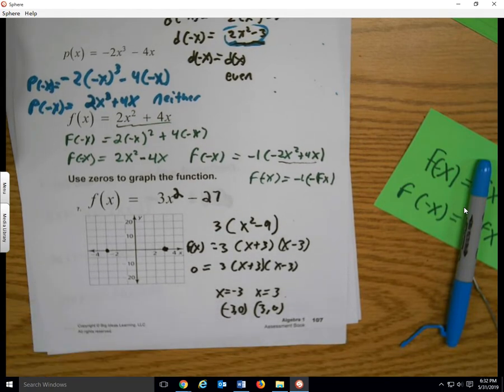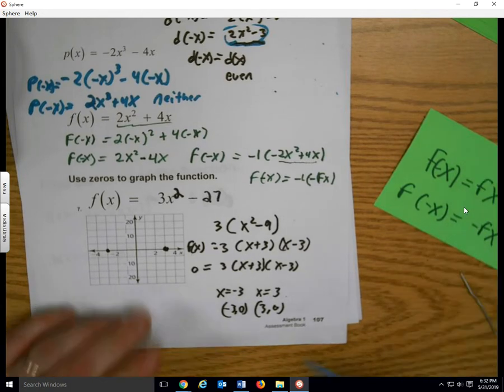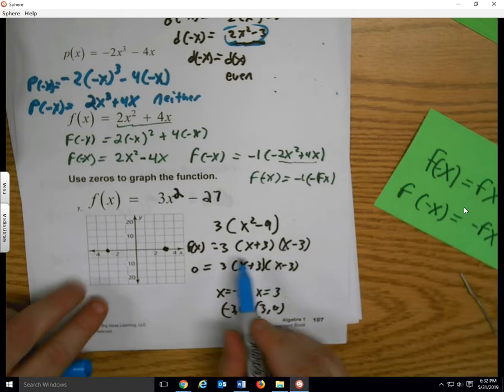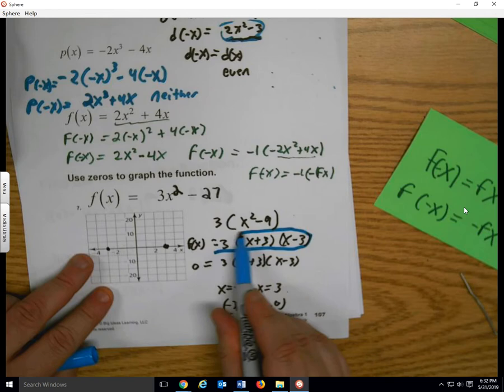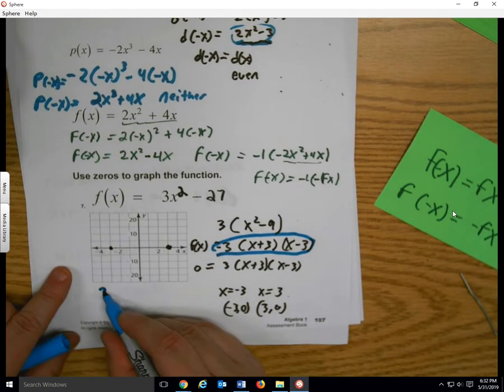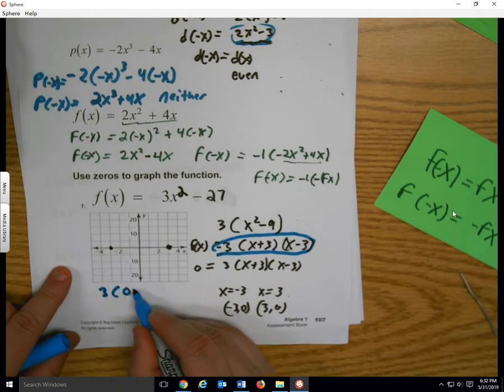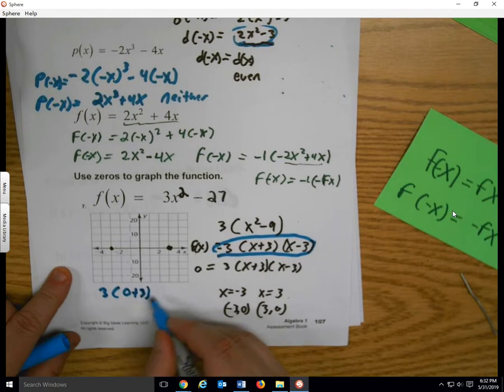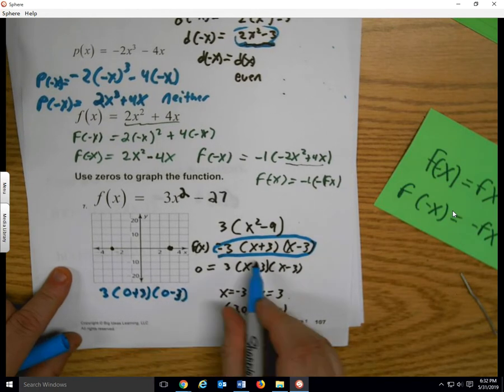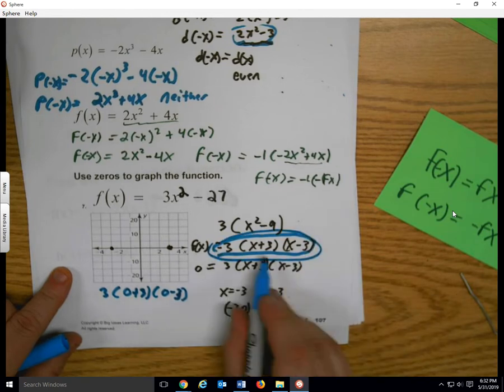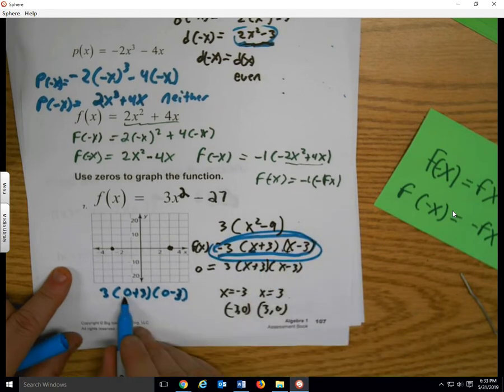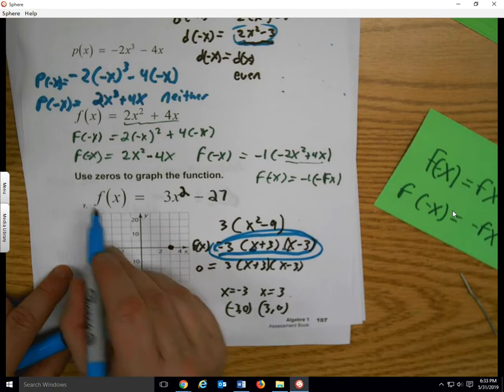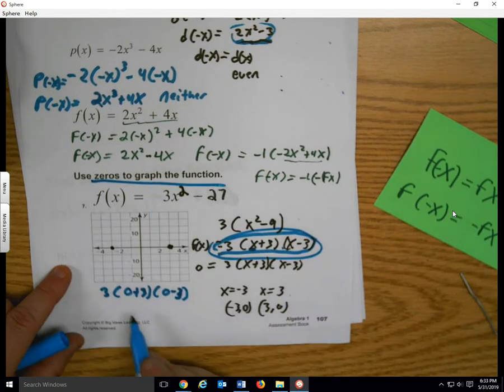We need to now try it with the x's being 0. So we'll take the same problem, but the x's will be 0. So it'll be 3 times 0 plus 3 times 0 minus 3. All we did was rewrite this, but where the x's were, we put a 0 in, because it says use zeros to graph the function.